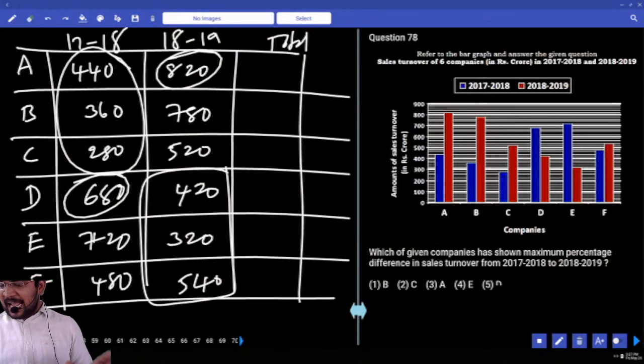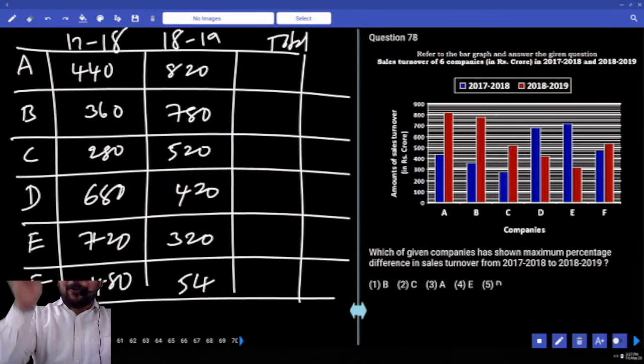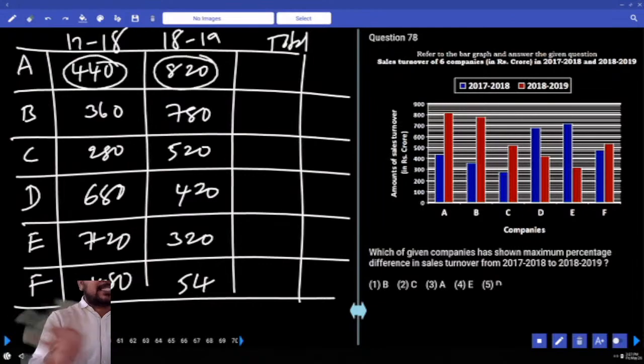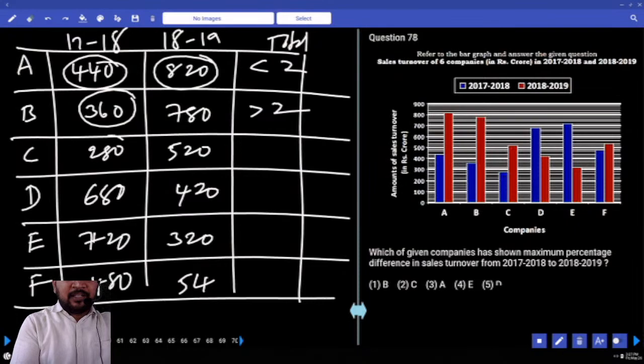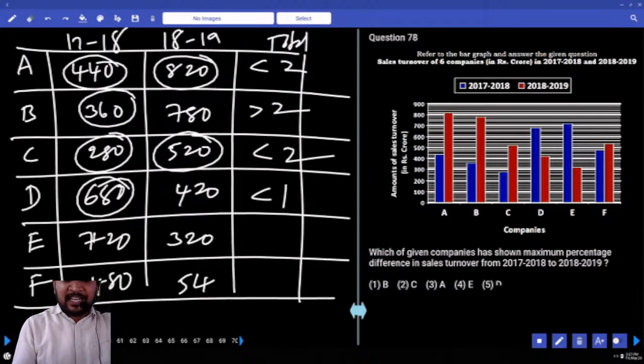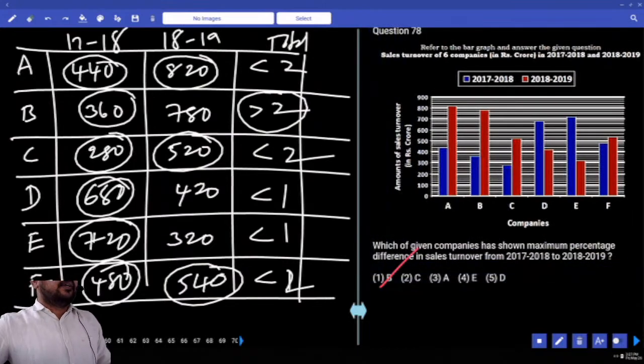Which of the companies has shown maximum percentage difference in sales turnover from 2017-18 to 18-19? Nana, if you observe carefully, he says maximum. Many people compare by taking the difference and doing circus with 440, which is not needed. 440, how many times is this? Less than 2 times? 440 twice is 880, but less than 2 times? 360 more than 2 times? This is less than 2 times, this is more than 2 times. 280, how many times? Less than 2 times. 680, less than 1 time. 720, less than 1 time, sorry 2 times. Where is it greater than 2 times? B. Your answer is B. Some people take the difference, multiply into 100 and compare, then decide B. Not needed, you can tell by just looking at how many times. Are you clear, Nana?